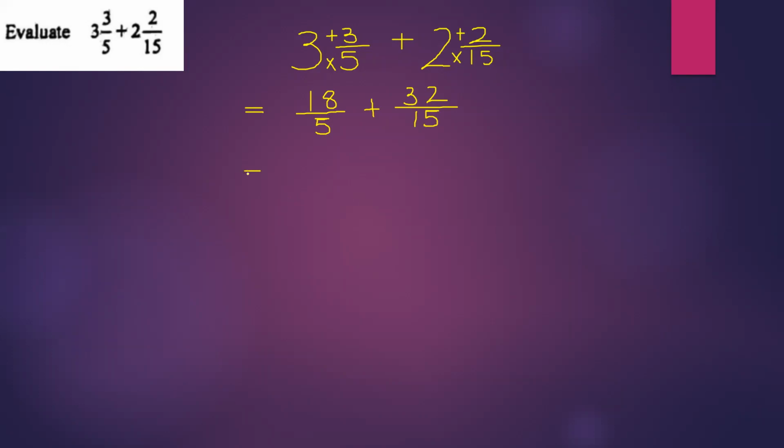It's going to be equal to, all right, what is the lowest common multiple between 5 and 15? It would be 15. What times 5 gives you 15? 3. Whatever I do at the bottom, I must do to the top. So 18 times 3 is what? 54.